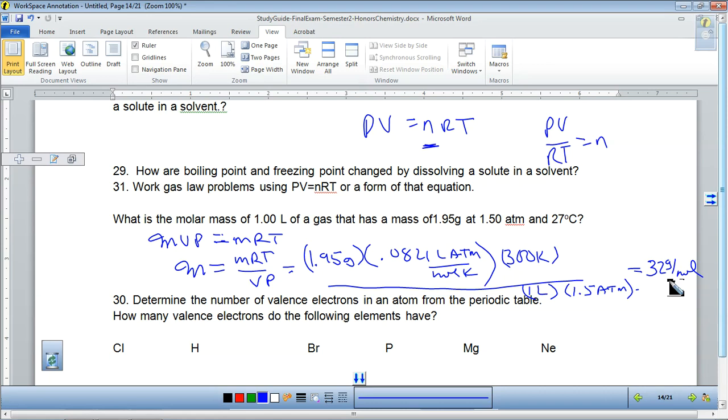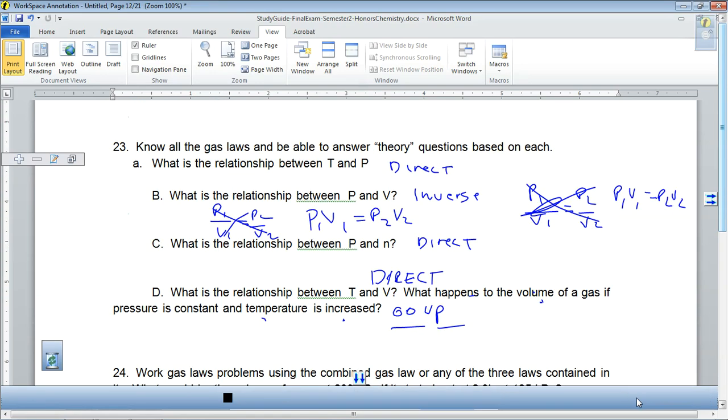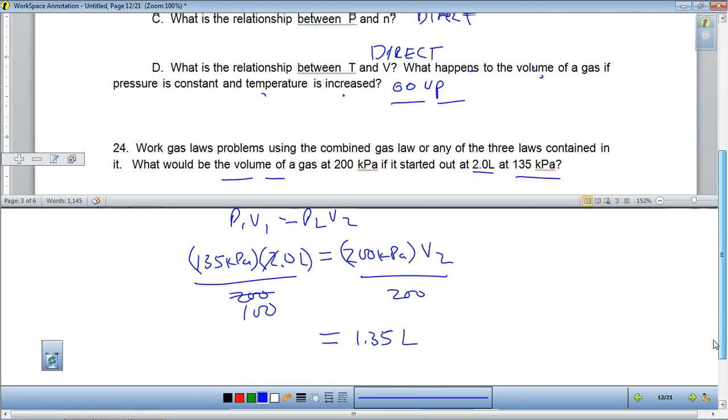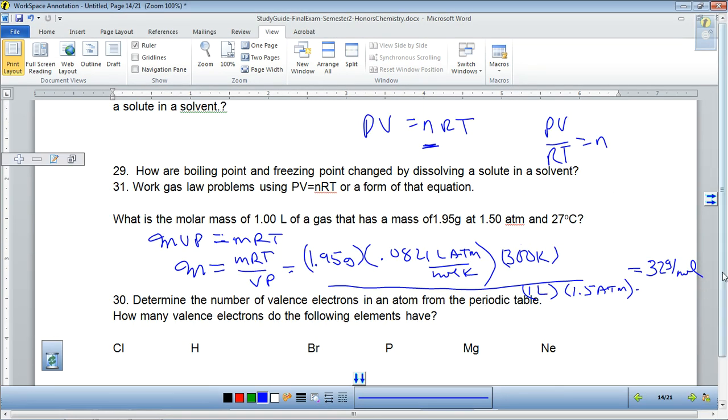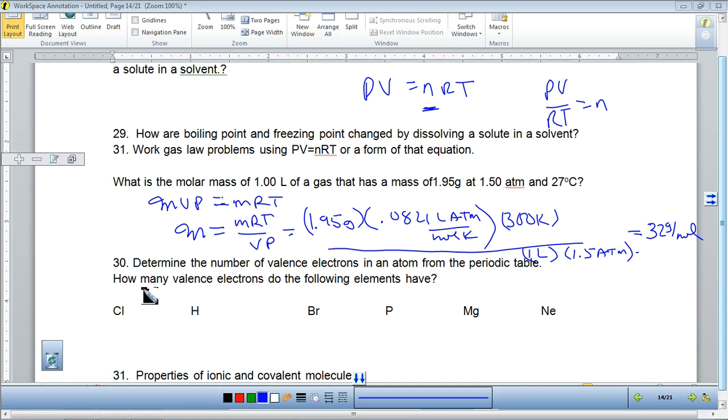How do we get the number of valence electrons? Well, it seems like I'm missing some. I guess not. How many for chlorine? How many? 7. Hydrogen? Bromine? Phosphorus? Magnesium? Neon?